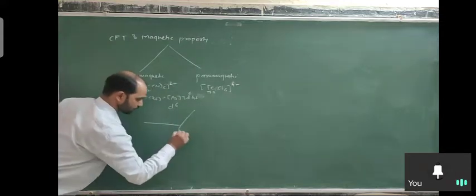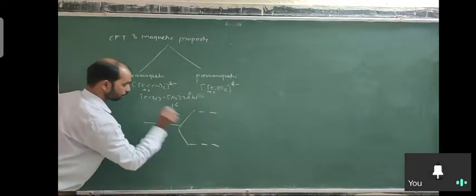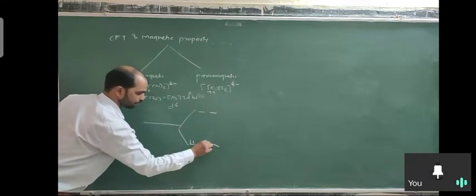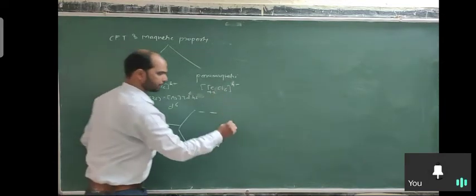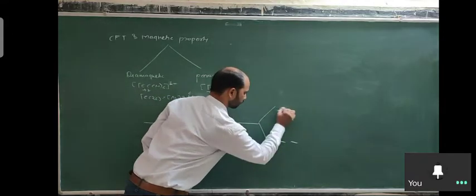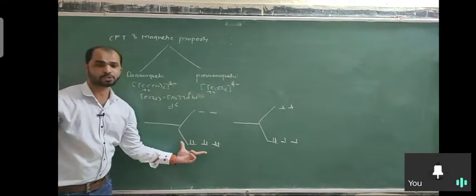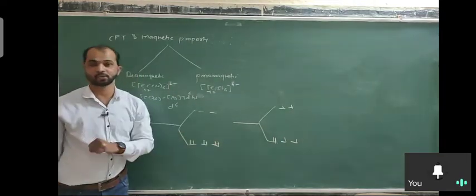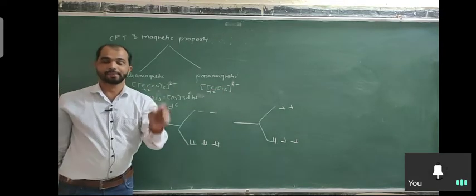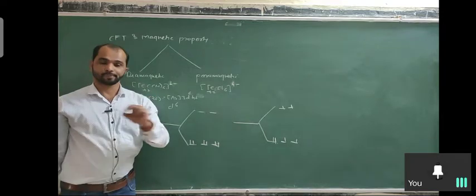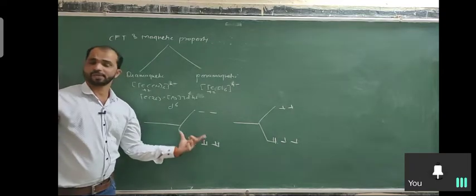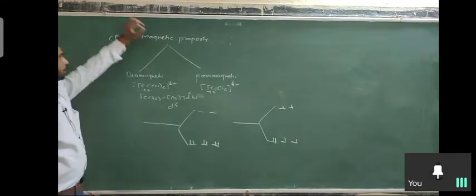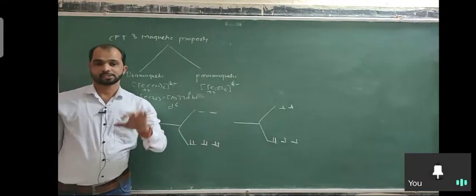So if we split here d6, in that case cyanide is a stronger ligand, so it is possible to have this type of splitting: 1, 2, 3, 4, 5, 6, because of the strong field ligand. But here what happened? 1, 2, 3, 4, 5 and then 6. So here there is no unpaired electron, but here 4 unpaired electrons. If any electronic system has unpaired electrons, we consider it paramagnetic, while if all electrons are paired we consider it diamagnetic. So CFT is very important to know whether the complex is paramagnetic or diamagnetic.